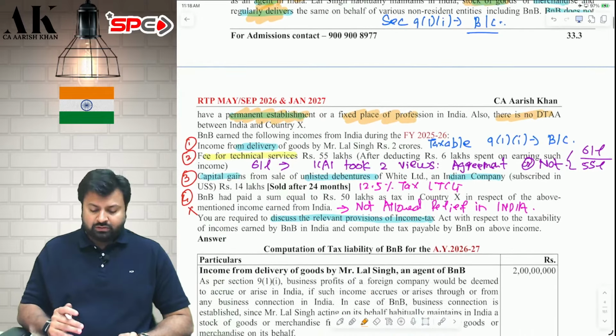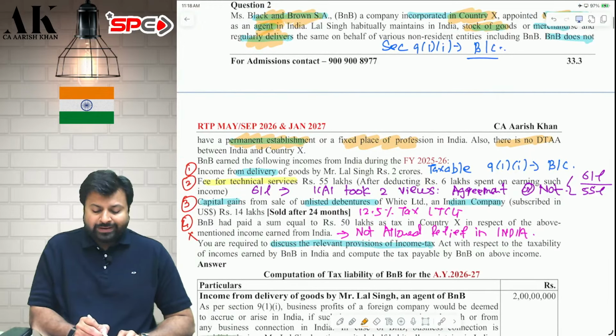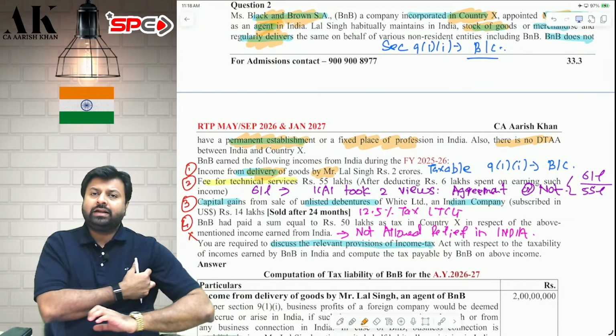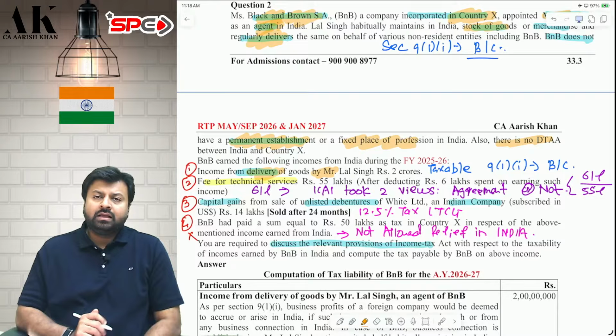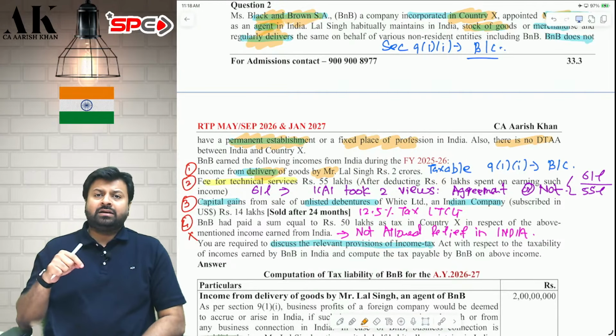Now we need to find out the tax implication of the following items. First of all, the foreign company is earning income from delivery of goods by Mr. Lal. So do you remember that in section 9(1)(i) we have seen that if a non-resident has an agent in India and that agent in India regularly deliver goods on behalf of non-resident, then that income is deemed to accrue or arise in India, that amounts to business connection.